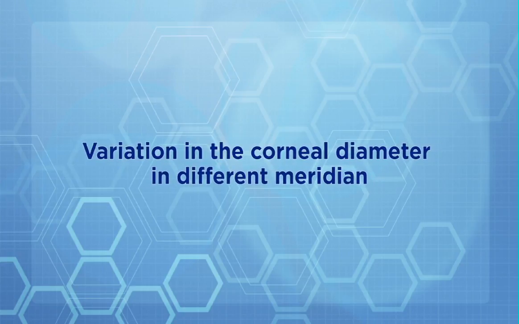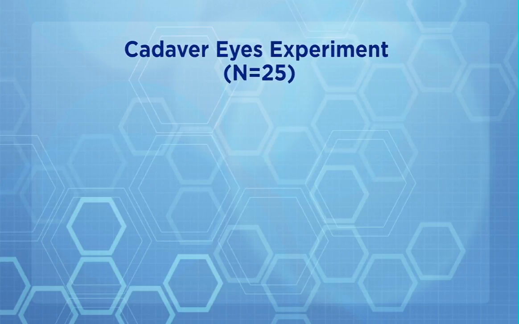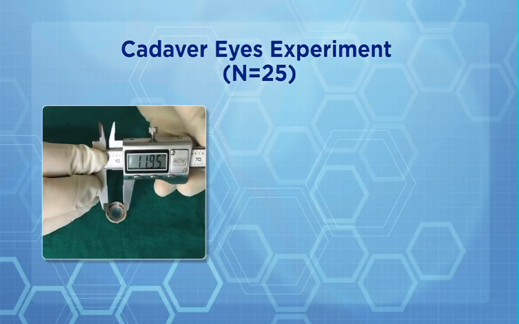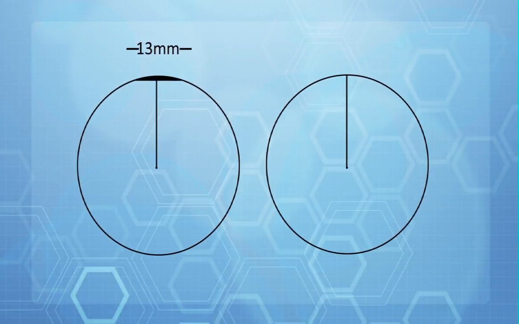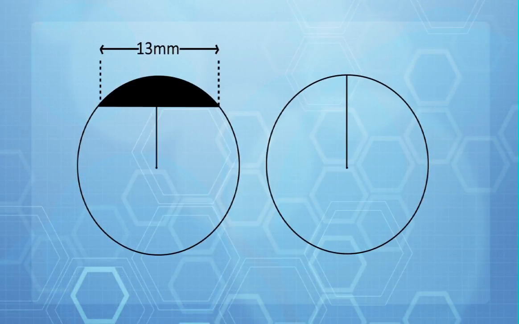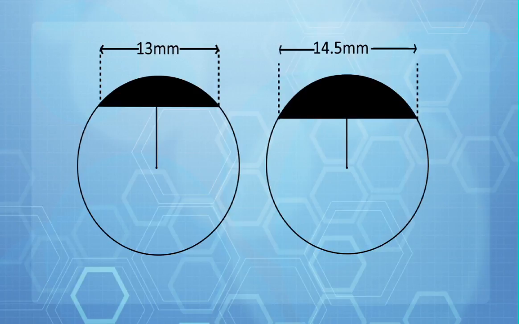The second factor is variation in the corneal diameter. 25 cadaver eyes were subjected to measurement of vertical and horizontal diameters on the posterior surface using a digital caliper. Results showed that the mean vertical diameter was significantly more than the horizontal diameter. Hence, as the diameter increases in the vertical meridian, its sagittal height also increases correspondingly, thus making it steeper compared to the horizontal meridian.